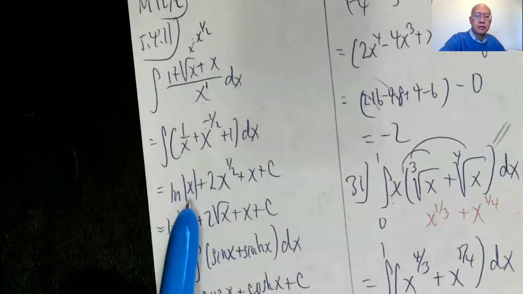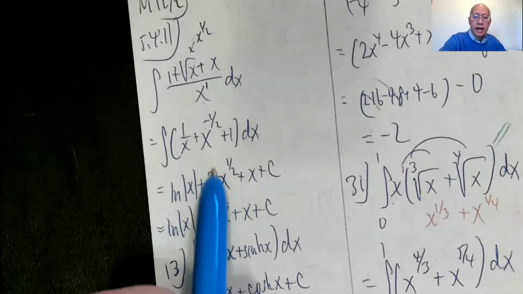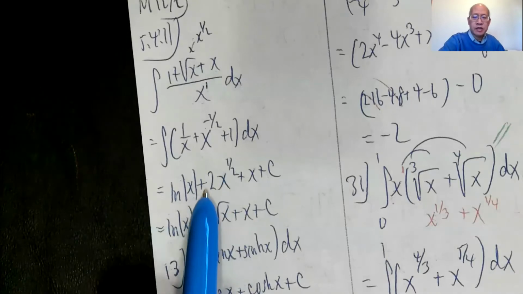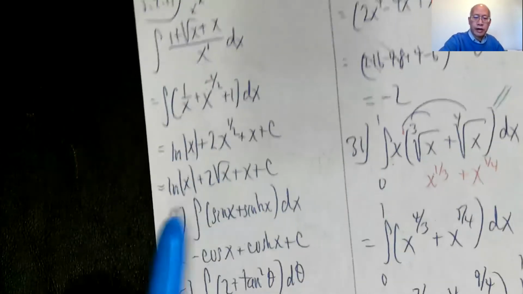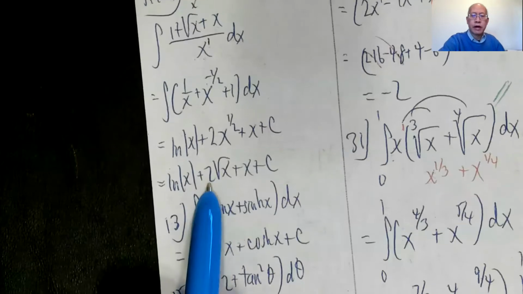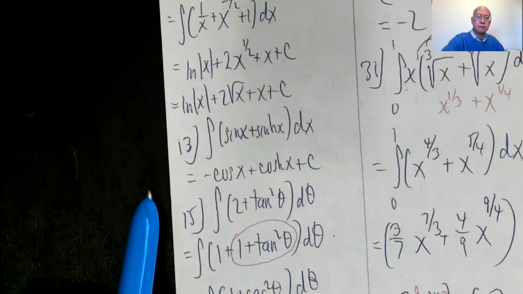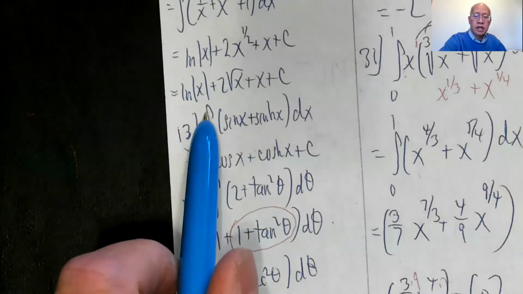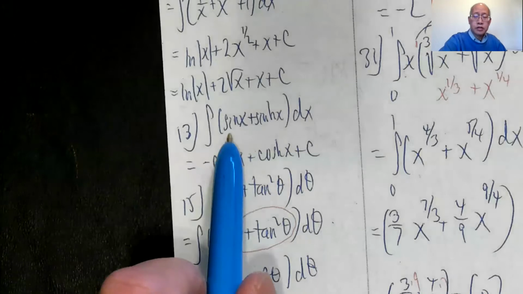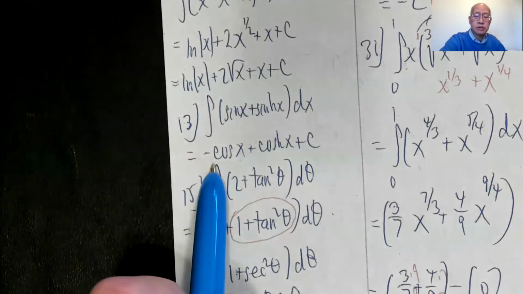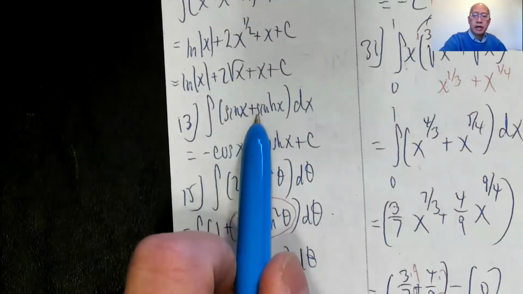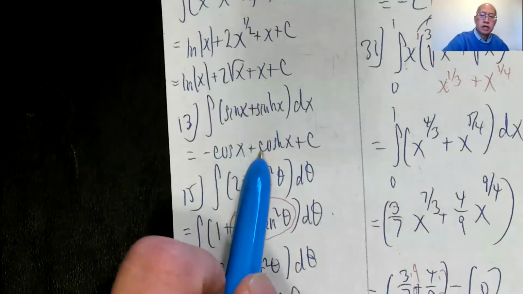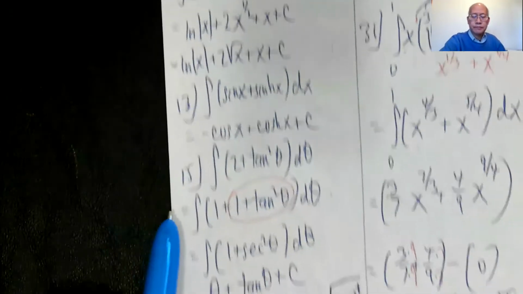Okay, so ln absolute x plus x to the 1/2 divided by 1/2 means times 2, plus x plus c. Change that to radical x. So ln absolute value of x plus 2 radical x plus x plus c. 13 is also an indefinite integral. The integral of sinh is negative cosine of x. Integral of sine is negative cosine, but the integral of sinh is cosh plus c. So that's it.